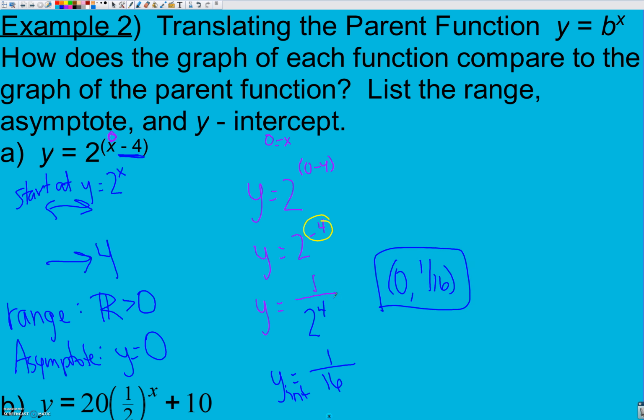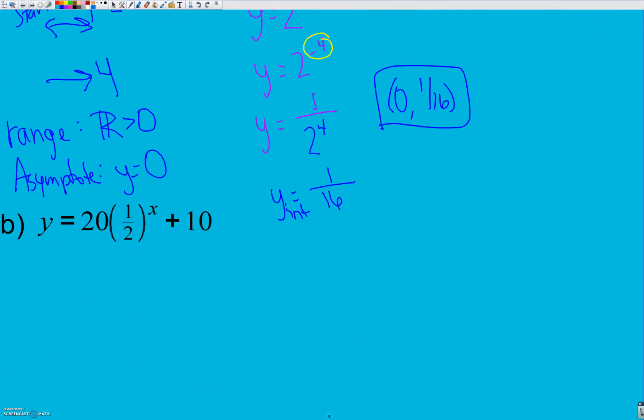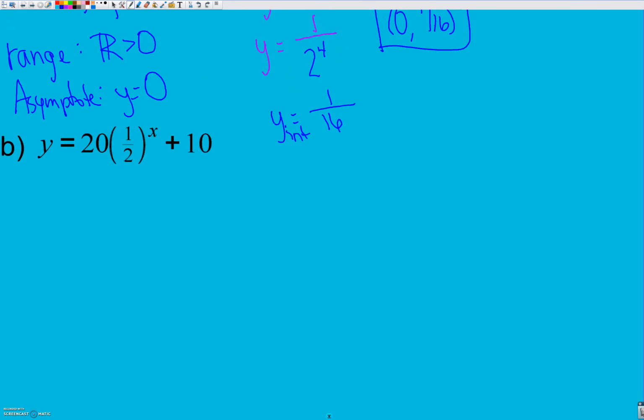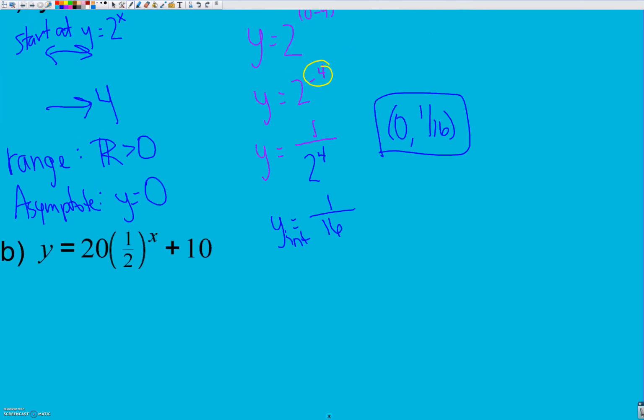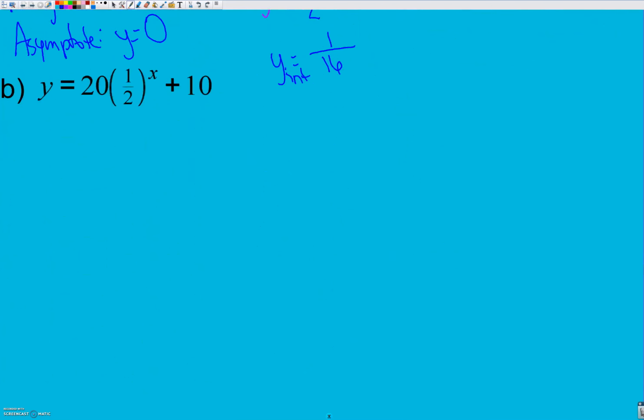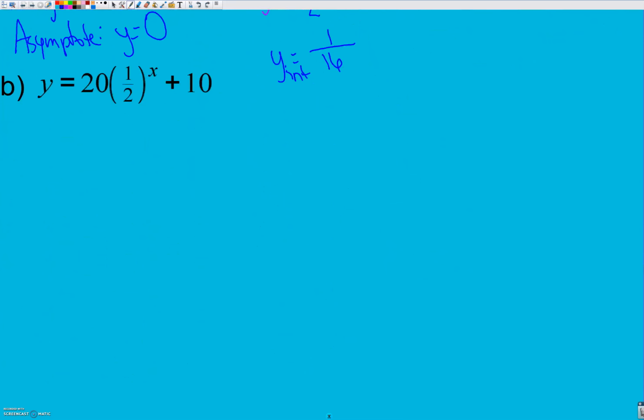Okay, they do have those graphs drawn on page 443 as well. We wouldn't need them, but it's okay to do that as well if you want to. As far as B goes, we need to know the transformations, range, asymptote, and y-intercept. So transformations, the function we start at is just y equals b to the x power.